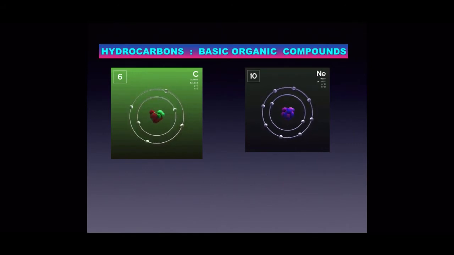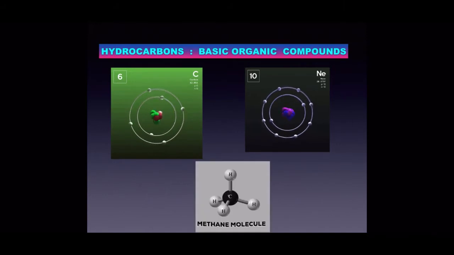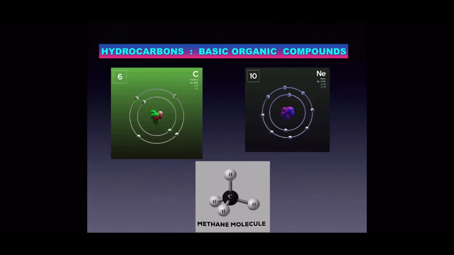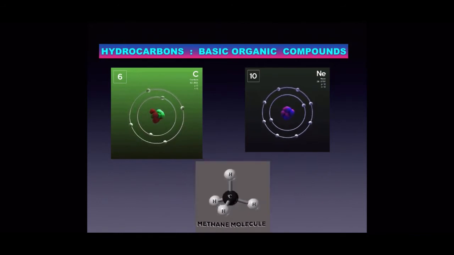However, this occurs by sharing of electrons rather than a give and take of electrons. In other words, a carbon atom can form 4 covalent bonds with other carbon atoms or atoms of different elements. When a carbon atom shares 1 electron each with 4 hydrogen atoms and forms 4 C-H bonds, a methane CH4 molecule is formed.